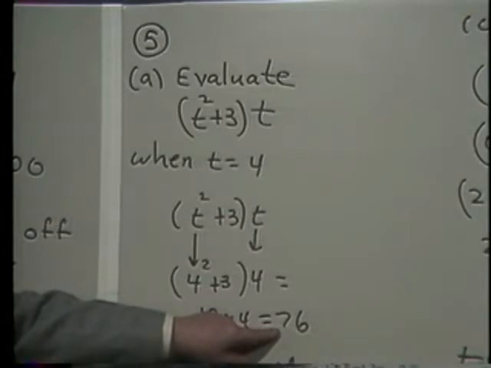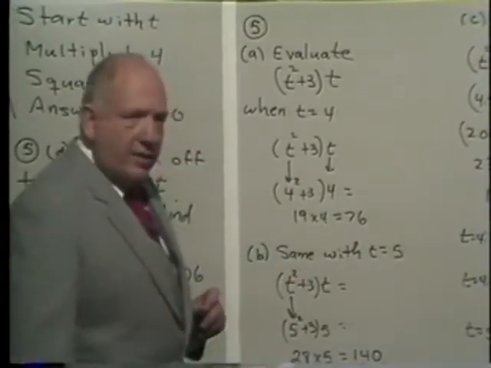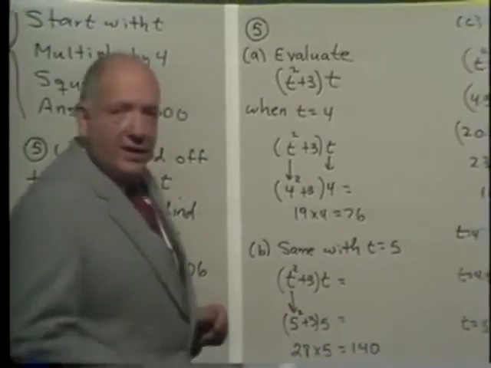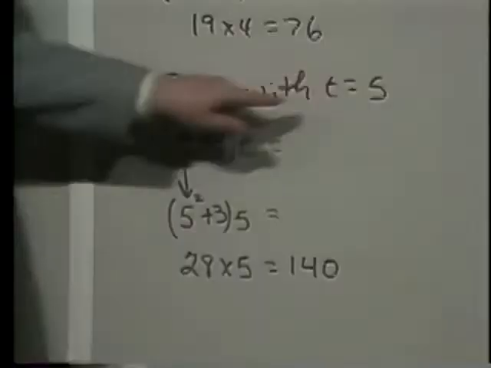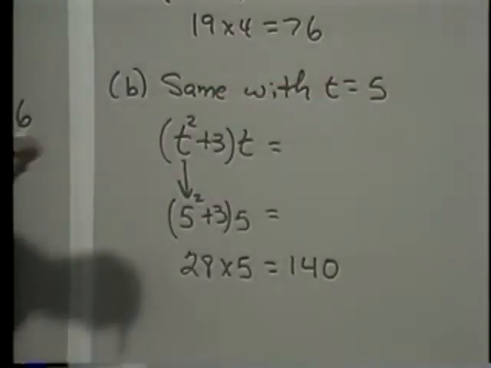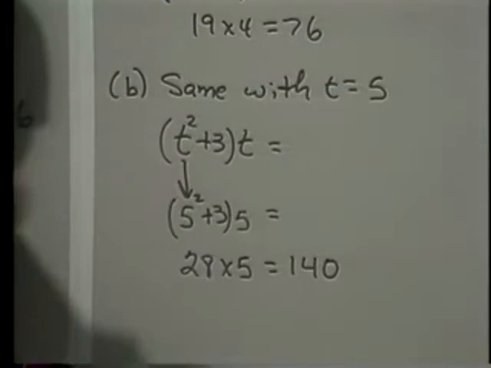And that was too small to be the right answer. Okay? That was too small to be the right answer. In fact, what's the right answer supposed to be? 106. So that was too small. Now it says do the same thing with t equals 5. Now you see every place I see a t, I replace it by 5.